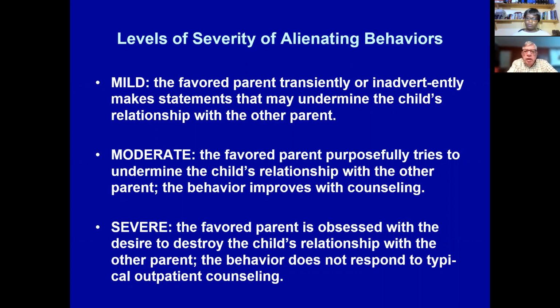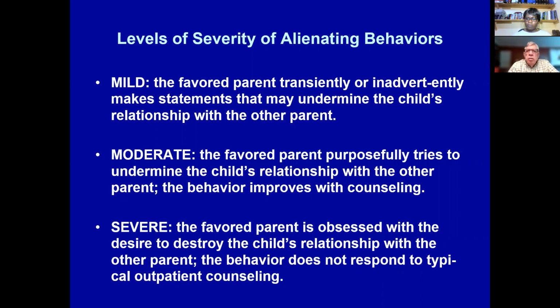Severe alienating behavior is extremely difficult to change because the parent is obsessed with destroying the child's relationship with the other parent. And they engage in all sorts of these behaviors, and they do it incessantly. And sometimes it almost seems like a delusion. In other words, it almost seems like the mother has a delusion that the dad is a bad person, and so she conveys this delusion to the child. That's why it doesn't respond to typical outpatient counseling.